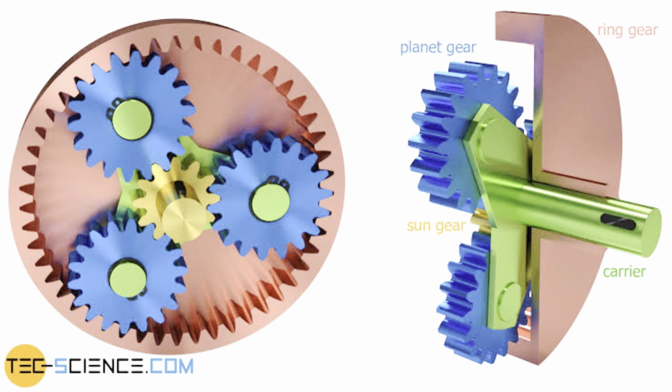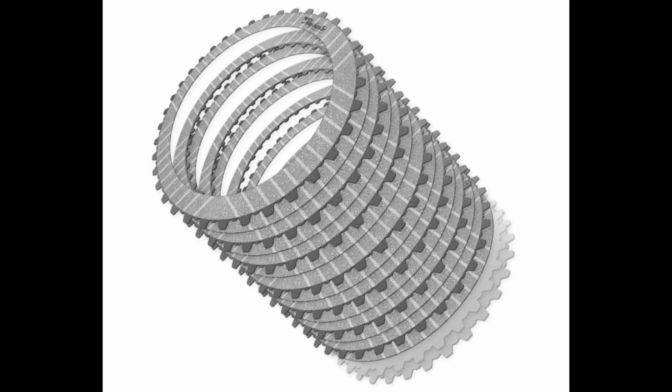3. Planetary gear set. The heart of the automatic transmission, comprising gears that allow for different gear ratios. This set includes the sun gear, planet gears, and ring gear, facilitating smooth shifting between gears. 4. Clutch packs. Used in automatic transmissions to engage and disengage various gears. When activated, these packs allow for a smooth transition between gears without manual intervention.